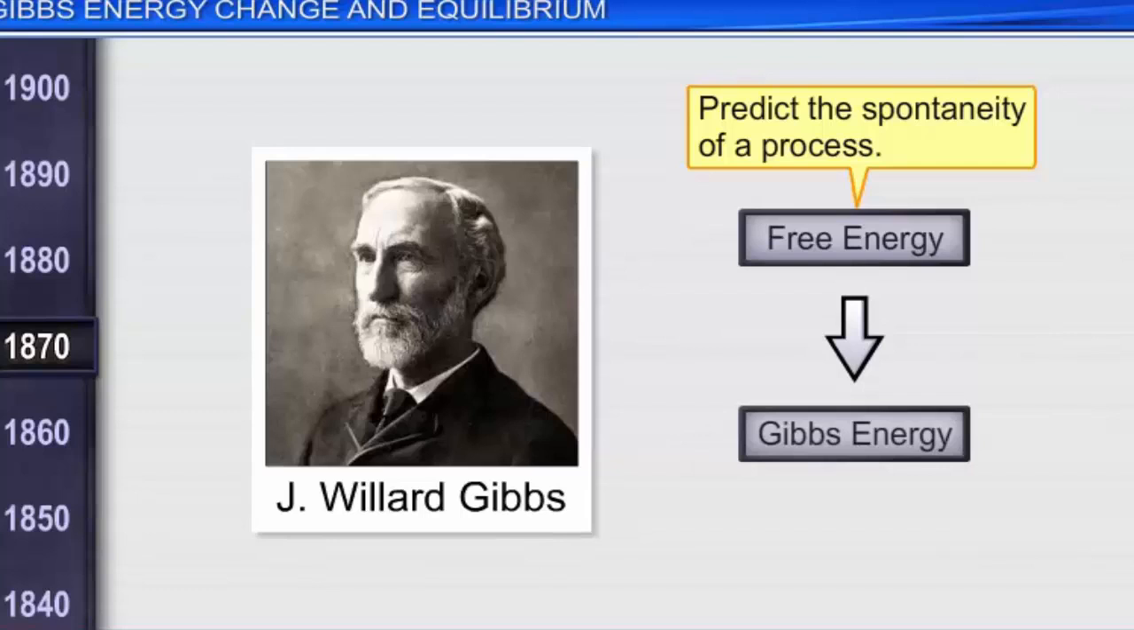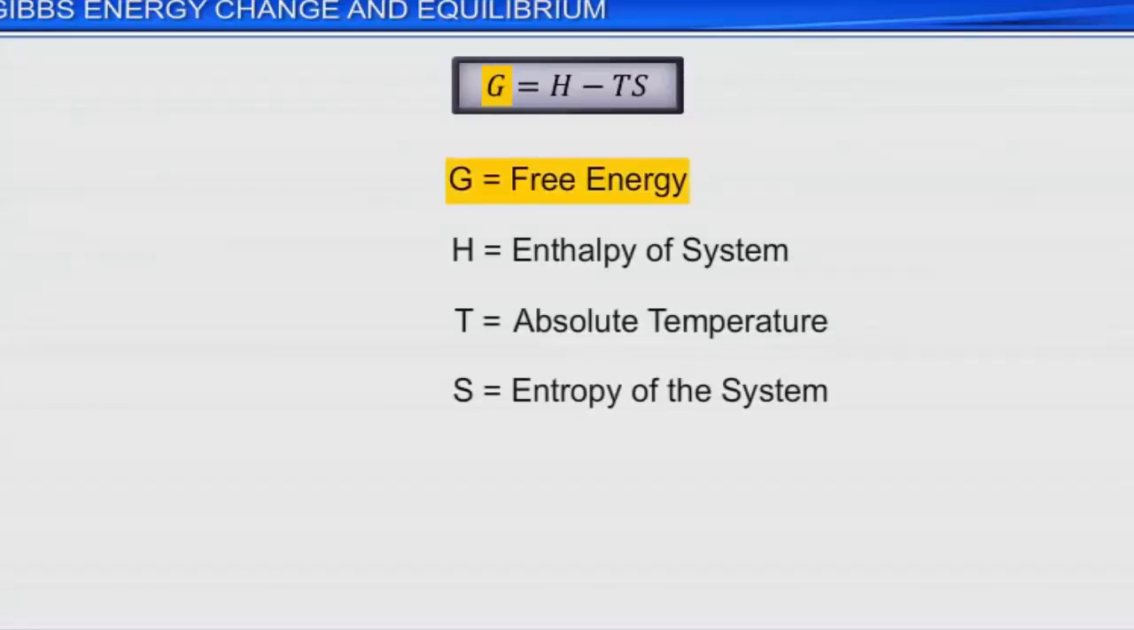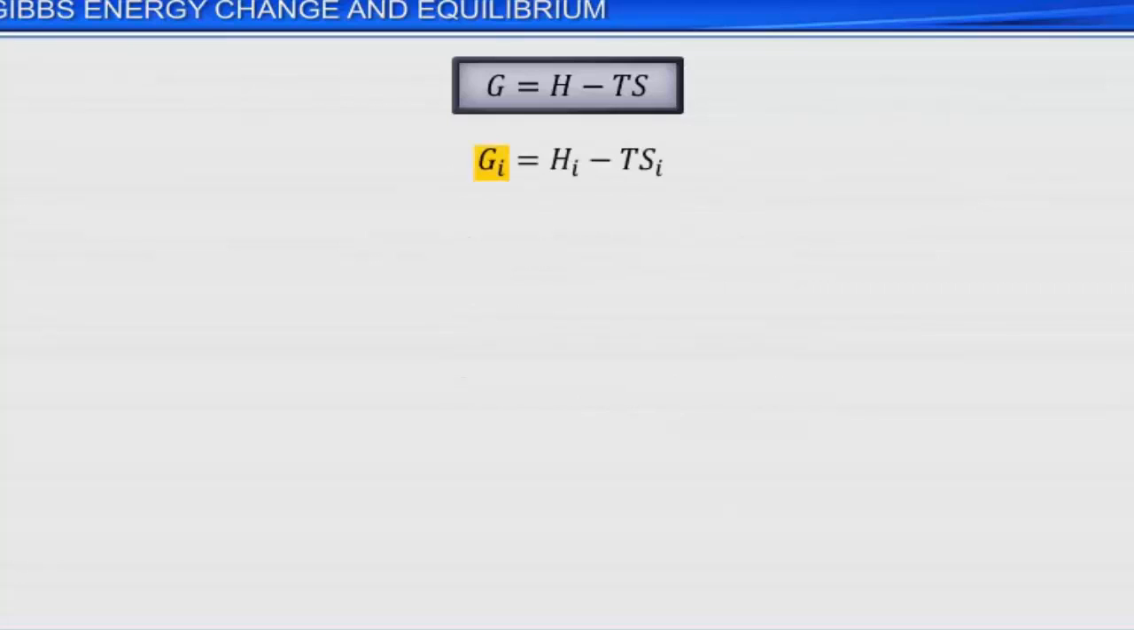Gibbs energy is represented as G and is calculated as follows: G equals enthalpy of system H minus product of absolute temperature T and the entropy of the system S. Based on the equation, Gibbs energy of a system in initial state, Gi, is equal to the enthalpy of the initial state, Hi, minus the product of absolute temperature and entropy of the initial state, T Si.